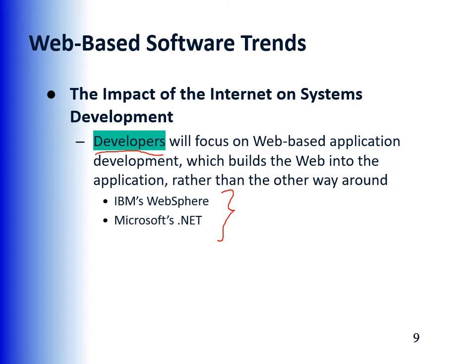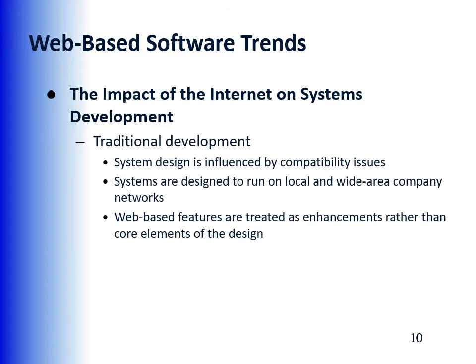The following section lists some characteristics of traditional versus web-based development. In traditional development, system design is influenced by compatibility issues, including existing hardware and software platforms, and also legacy system requirements. Systems are designed to run on local and wide area company networks, and web-based features are treated as enhancements rather than core elements of the design.